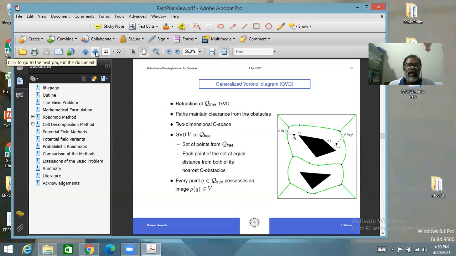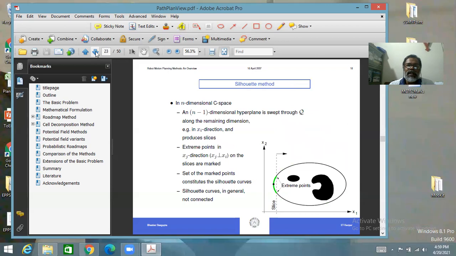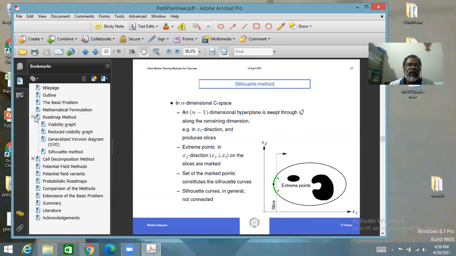And now the last method in the roadmap method category, we will take as the silhouette method. And this is actually a very fertile method because it is applicable on configuration spaces of arbitrary dimensions. So as we outline the method, along with that we will go on seeing a trivial example.